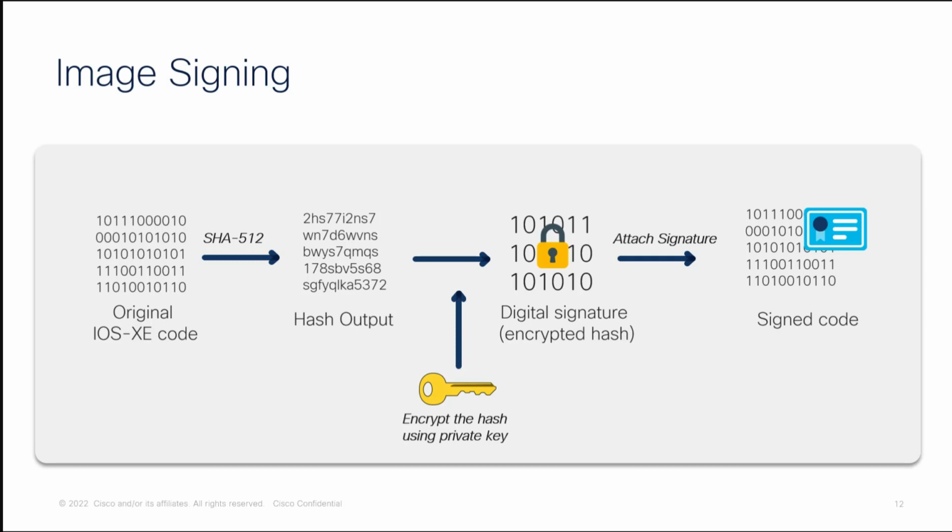The hashing is done on the original IOS XE code with SHA-512. The hash output is then encrypted with a private key to create the digital signature, and that is combined with the software image as a digital signature package. That image is then downloaded directly to the customer's devices, which use a matching public key to decrypt the hash output and image package to verify that nothing has been altered from the original image. Only software images that pass this critical test can be loaded on devices, preventing any malicious code from booting.